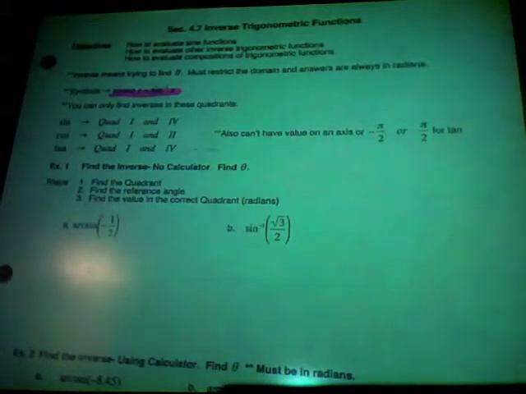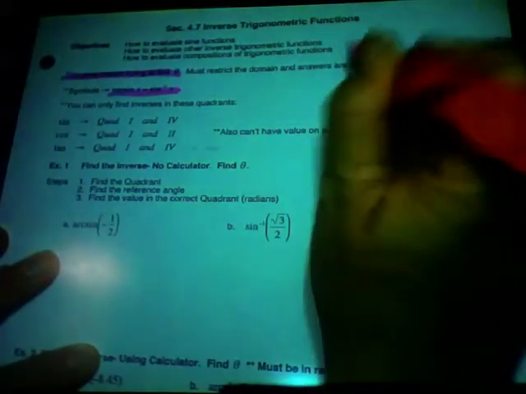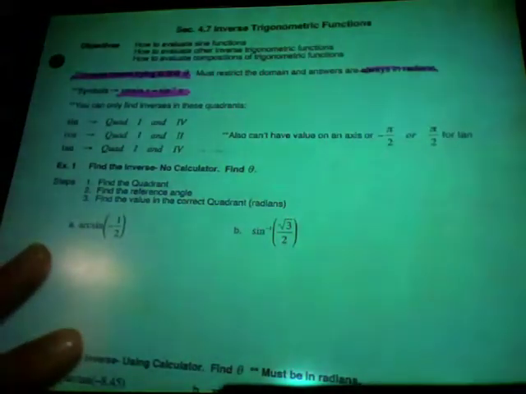All an inverse means is that we're trying to find theta, the degree measure, but it's always in radians. So your answer when finding the inverse must always be in radians. So for some of you that'll be an issue because you don't like the whole radian thing. Yes, that's you. Oh, you're agreeing. All right, so you can only find the inverse in these quadrants, right here to right here.